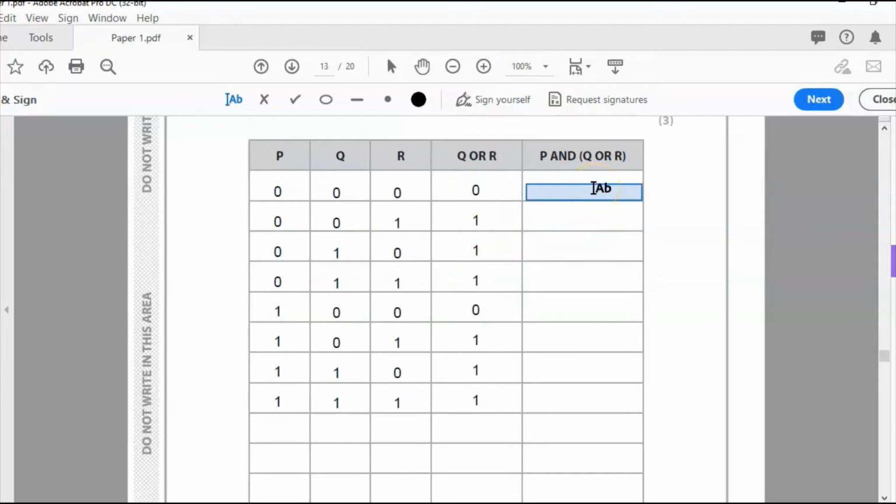Now this final one, P and Q or R. So the first one, it's all zeros, so it's going to be a 0. P and Q or R, well P is 0, so that's going to be a 0, because remember with an and, both have to be a 1. P and Q or R, well P is 0 there, and it's also a 0 here because P is also 0. P and Q or R, now in this row, P is 1, but Q or R is 0, so that will also be a 0. In this row, P is 1 and Q or R is 1, so that will be a 1. And the same in this row and the same in this row. Now that completes the truth table for 3 marks.